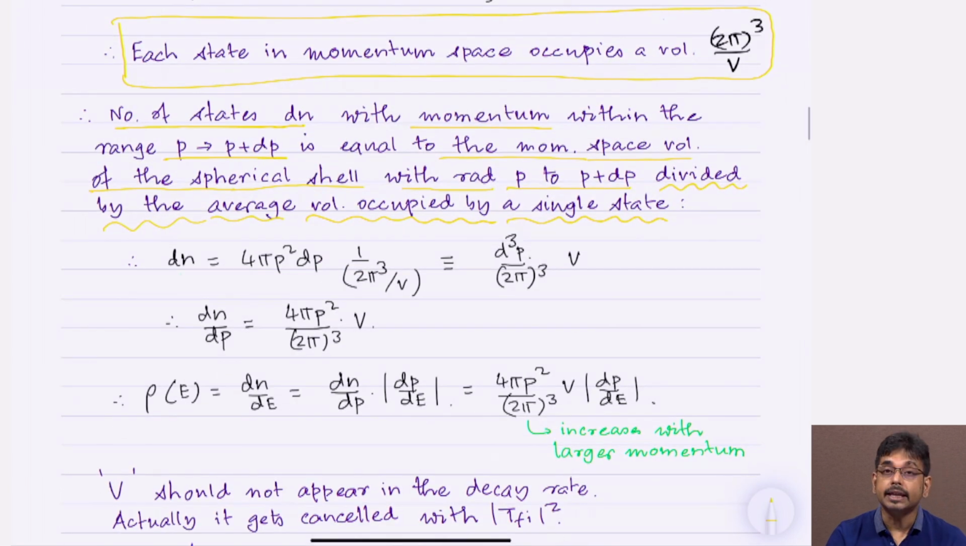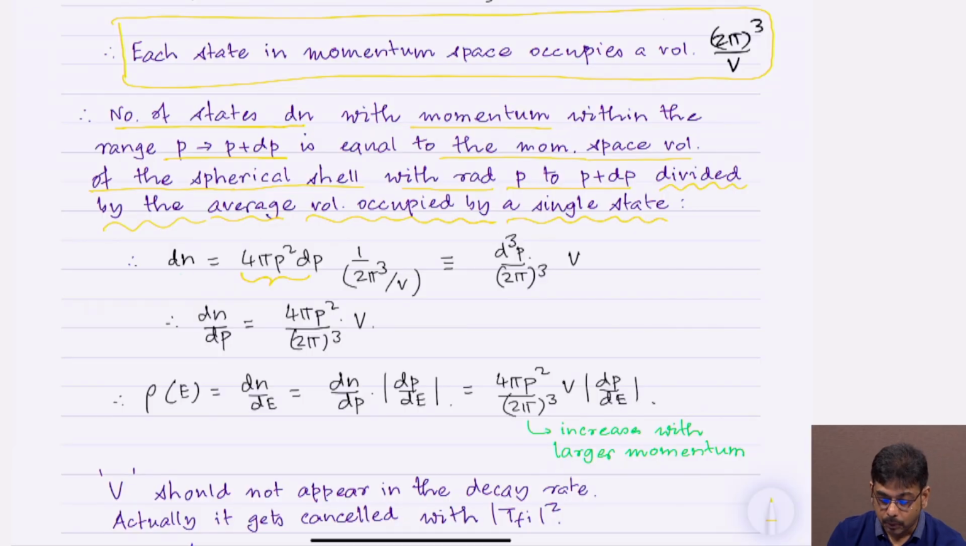So, therefore, I can say that dn is nothing but the momentum volume of the spherical shell between p to p plus dp, which is 4 pi p squared dp, divided by the volume occupied by each state, which is (2 pi)^3 by V. So, therefore, you can simply say that this is d^3p, which is 4 pi p squared dp into V by (2 pi)^3.